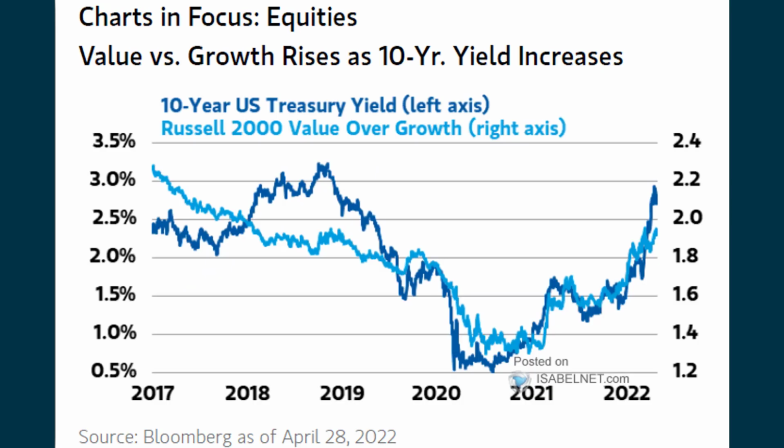Another one, this looks at value versus growth as the 10-year yield rises. And you can see when the 10-year yield is declining, that's when we're seeing value underperform growth. And this is using the Russell 2000, which is the small cap index. Well, in 2020 and after the COVID plunge, we saw interest rates really start to go up, and value inside of the small caps also started to go up. So just something else that's a little interesting to look at.